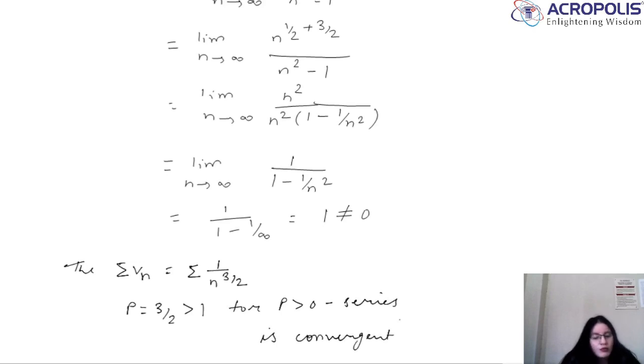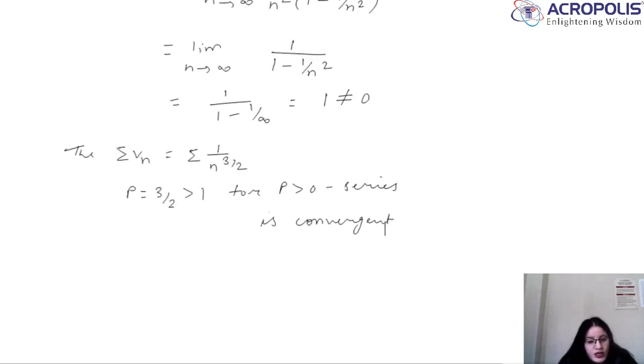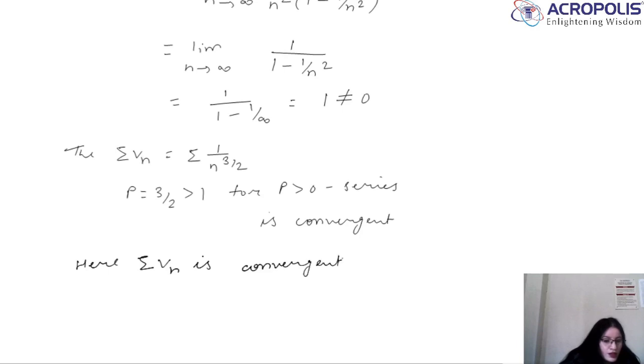And now by comparison test, we can say that summation Un, that is series Un, is also convergent. Finally, we conclude that here summation Vn is convergent implies that summation Un is convergent.